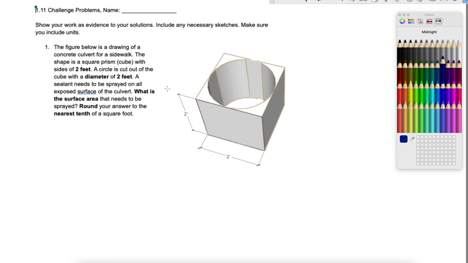So in this problem right here, we have this cube culvert, and it's a square prism, and so culverts have this big hole in them that passes all the way through, so water can pass. And so we have this cylindrical hole in the square prism, and I want to find the surface area.